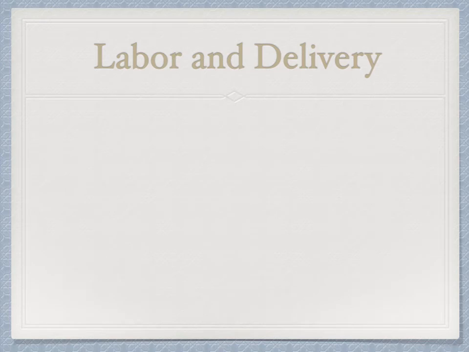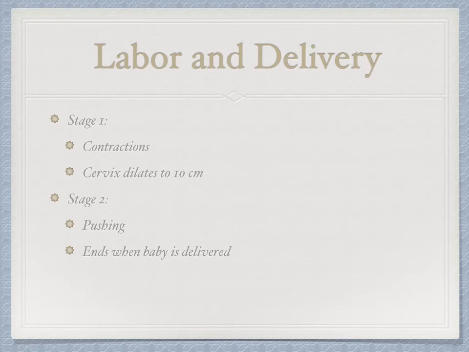Labor and delivery, we're going to go through this pretty fast. There are definitely things in labor and delivery that can have developmental outcomes, but not as much as the prenatal period. So stage 1 includes contractions. The cervix dilates to 10 centimeters. We have a shortening of the space the fetus, now infant, will need to travel. Stage 2 includes the pushing, and stage 2 ends when the baby is delivered.